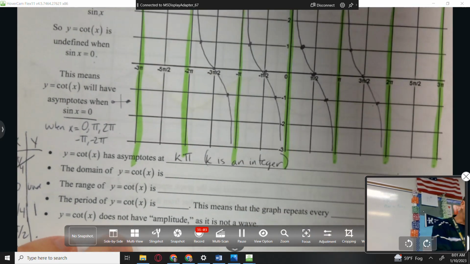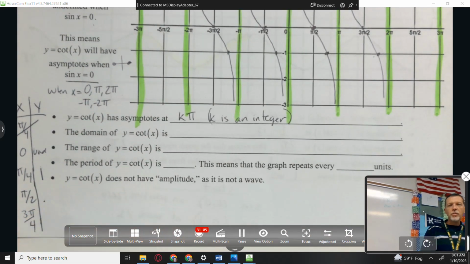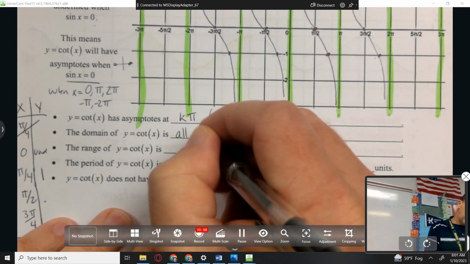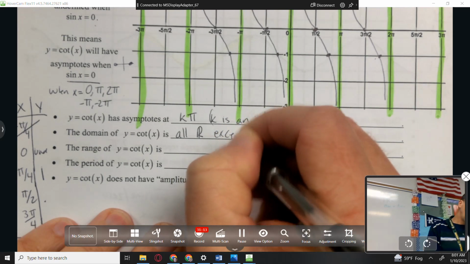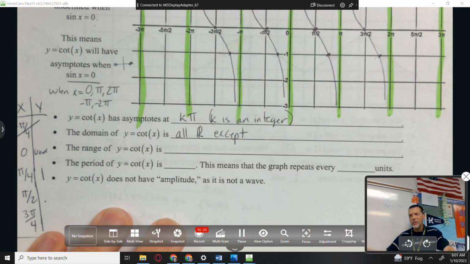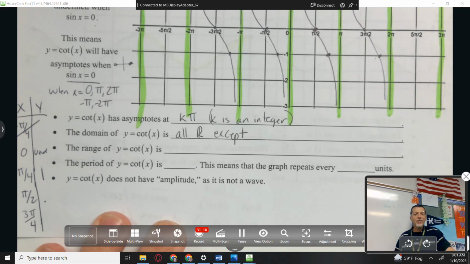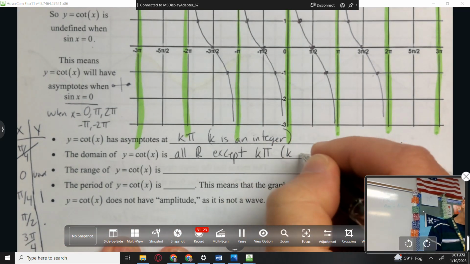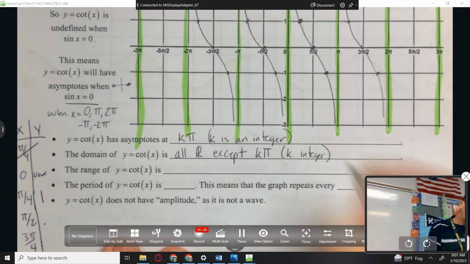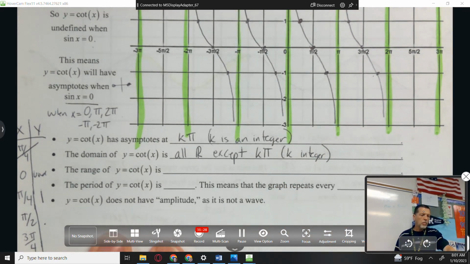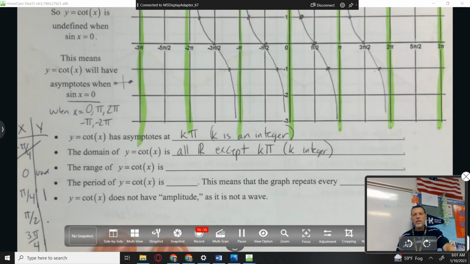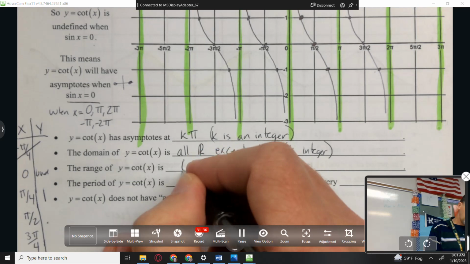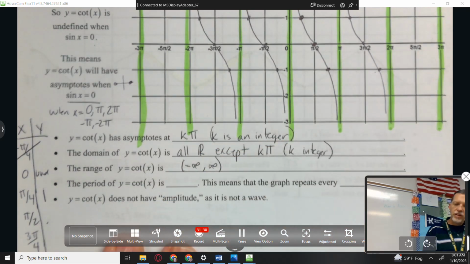The domain of cotangent. How about the domain of cotangent? All the numbers except for the whatever you call it, the pi. Yes, all real numbers except for the whatever things. That's exactly right. And the whatever things are the asymptotes, and those are k pi, where k is an integer. How about the range? Yep, negative infinity to infinity, all of them.